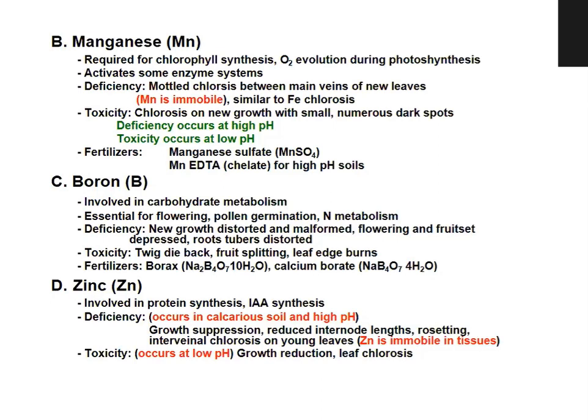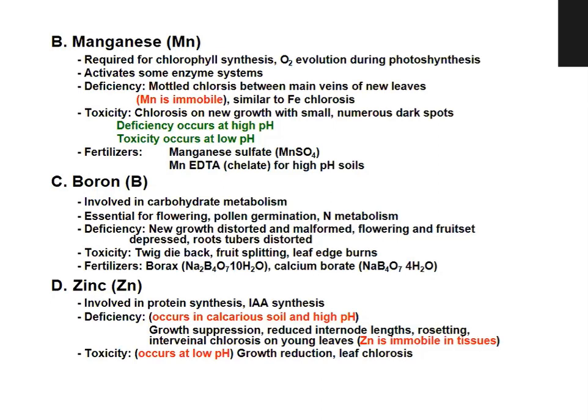Deficiency of boron causes cracking in pomegranate. It is a typical disorder of boron. So to overcome the deficiency of boron, we need to add borax and calcium borate.